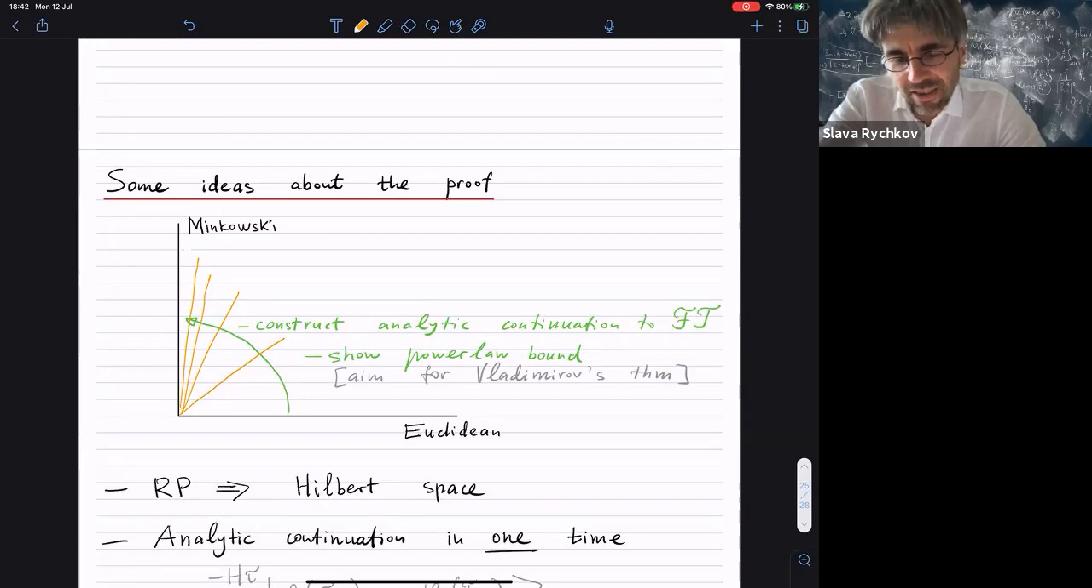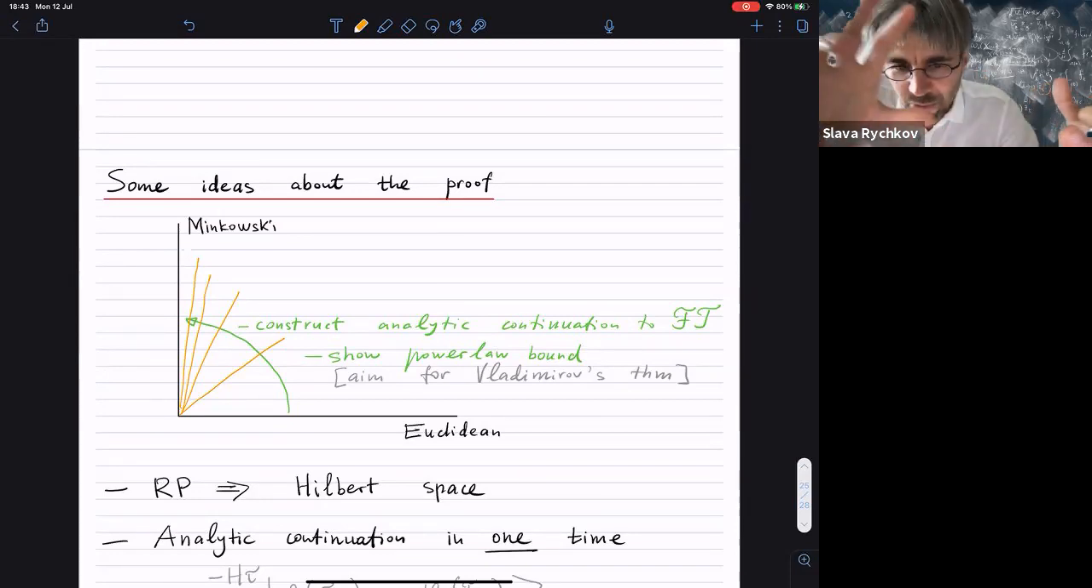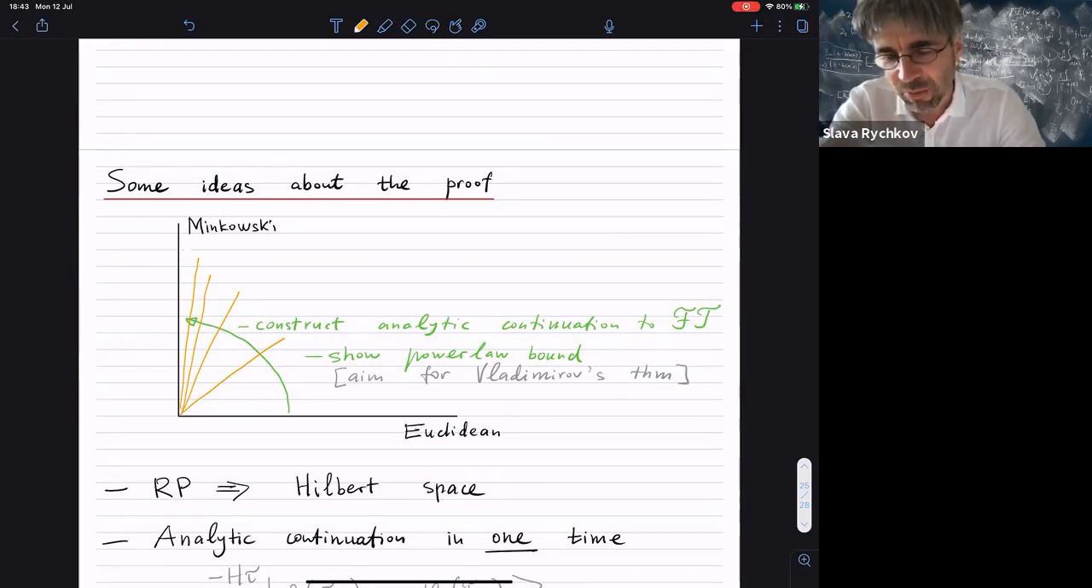And we would like to have some idea about how fast this norm grows, because we don't want to generate an infinite norm state after finitely many steps, for example. That would be a disaster. And so if this norm grows too fast, then it means that your field is just too singular somehow.